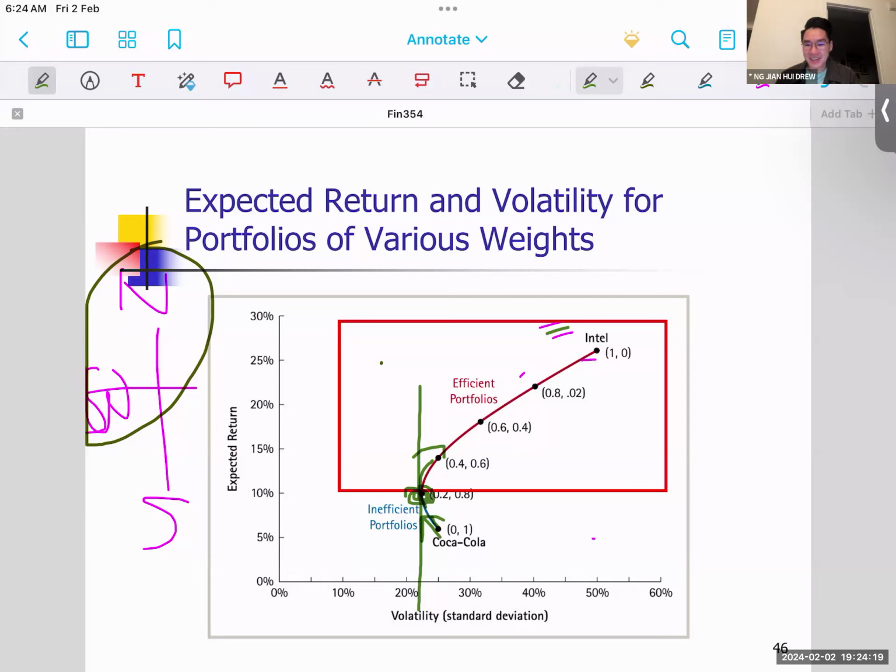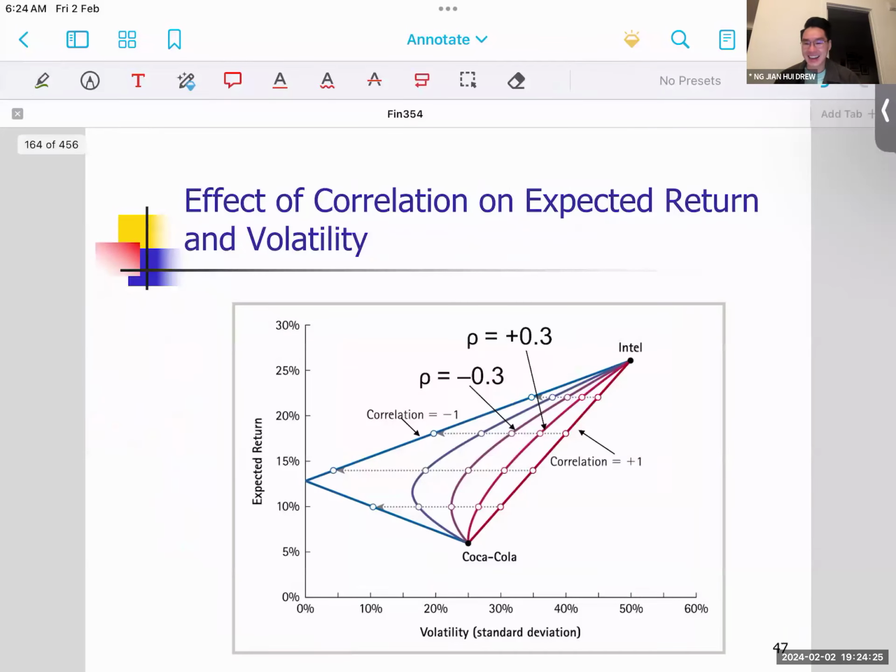Okay, that's a good question. What if it's a perfect correlation? Okay, so we're going to go now. Let's move on. I like that question. This is exactly what is happening here. We are talking about correlation, right? I'm glad you asked that question, because if you review lecture 2A, you know that correlation plays a big role.